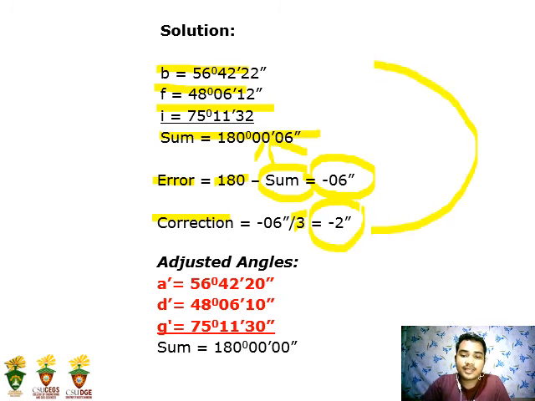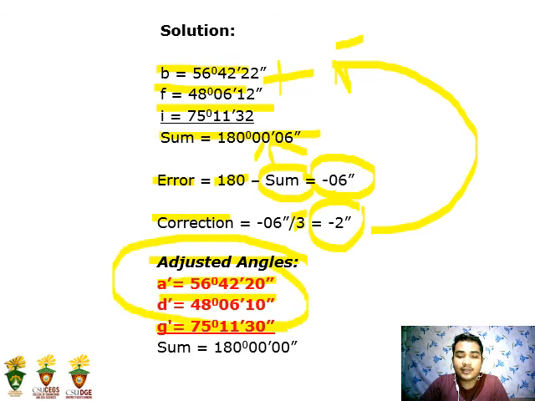Again, kaning negative 2 seconds is i-add na siya diri sa kaning mga values. To get the adjusted angles, for A, 56, 42, 22 plus negative 2, since negative man siya, so minus lang gihapon siya. Therefore, naa tay 56, 42, and 20. So sa B, 48, 06, 10, and sa C nga 75, 11, 30 after applying the correction. So therefore, pag ato ni siyang i-add, it will equal to 180 degrees.